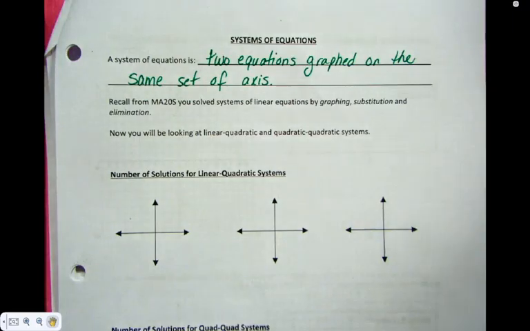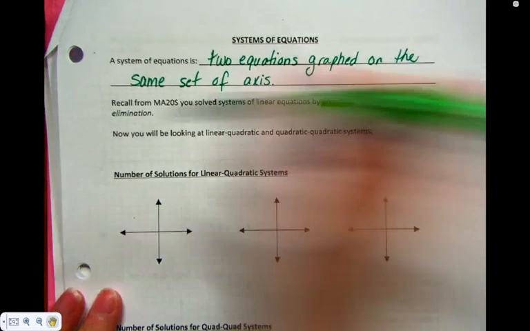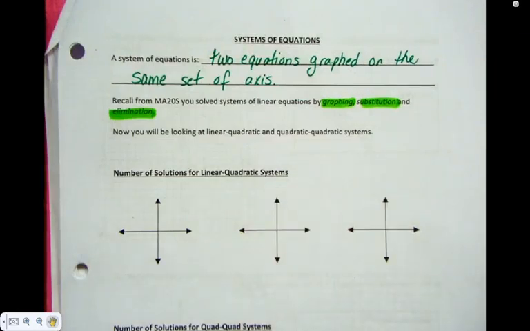Just putting these words back in your head, there's three ways to solve. We did it by graphing, by substitution, and by elimination, which I'll review in a second. What's new this year is we're now looking at linear quadratic or quadratic quadratic. All you did last year was linear, so two lines crossing. Now we're going to do parabolas and lines, and parabolas with parabolas.